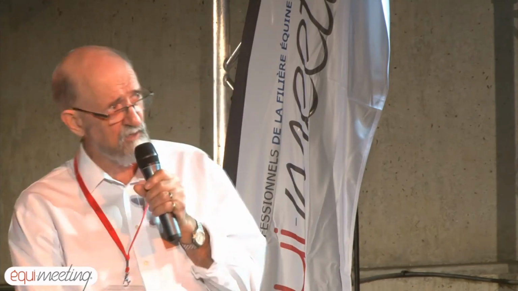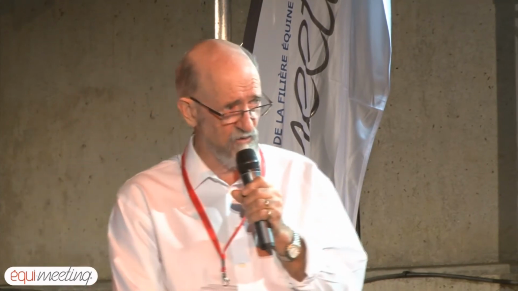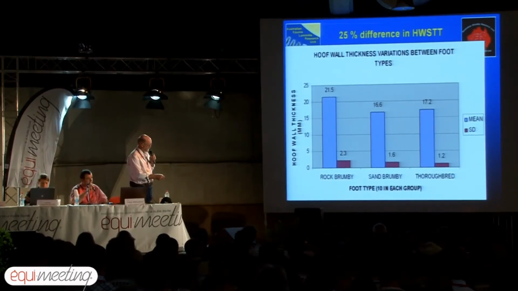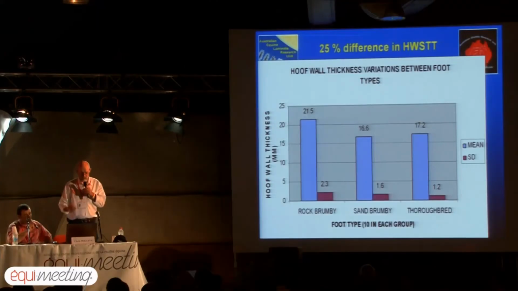I mentioned yesterday how much thicker the hoof wall was in the rocky, long-distance travelling horses compared to the sand brumby and the thoroughbred. And I told you that I would explain why this hoof wall, the distance between the bone and the outer hoof wall, is so much greater, why it is so much thicker in the Brumbies.